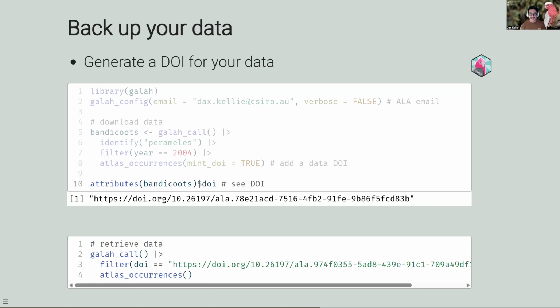And if I use that DOI in a separate download and filter by that DOI, I'll get those occurrences exactly as they were from my original query. I use this all the time in the data cleaning book that we wrote, and I think we're about 2 years on. It's still really fast and stores things exactly as they were. So if you didn't know about this functionality and you use Atlas of Living Australia or galah, I encourage you to check it out.